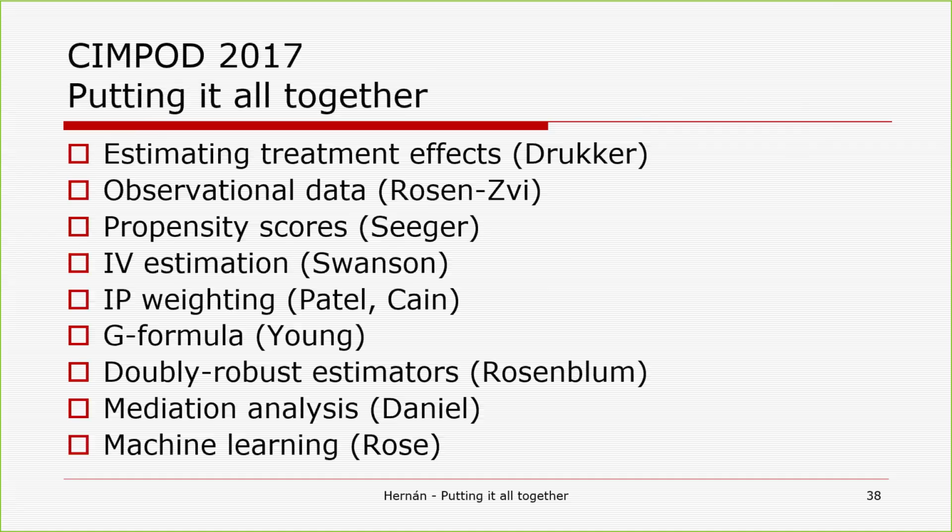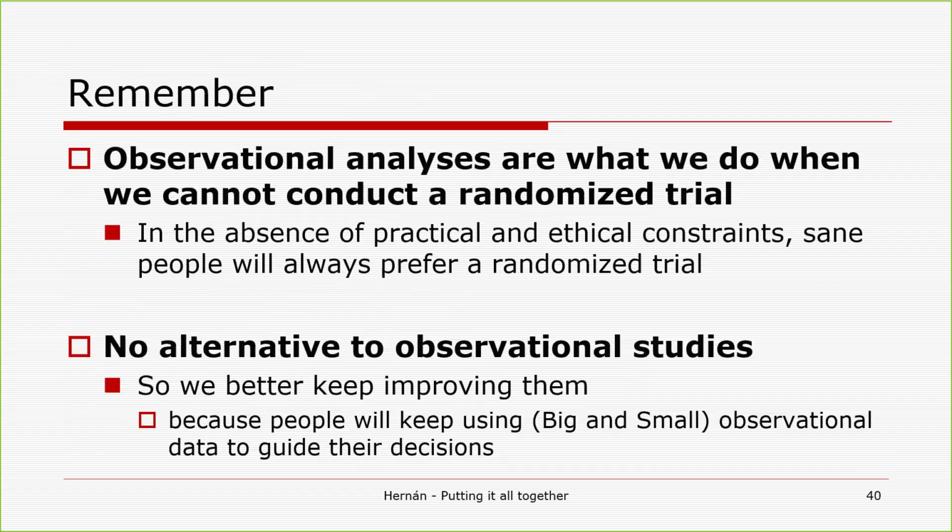So I tried to put it all together quickly and save some time for questions. Just before I finish, I want to make sure that we keep this in mind. We would prefer a randomized experiment, given the option, but we don't have that option. That is why we do observational analysis. There is no alternative. So we have a responsibility to use these observational data, these large databases that we work with. Thank you, and I'm happy to take questions.